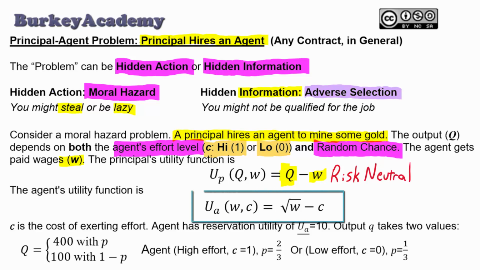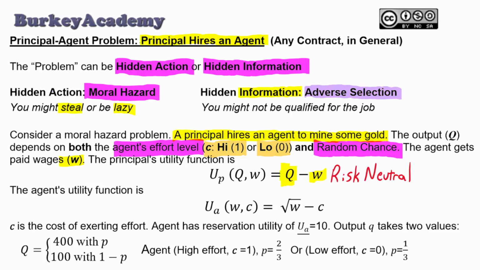However, the agent has a utility function that is the square root of the wages minus C, and C is the effort. So it's going to cost this agent either 1 or 0 to expend effort. If they're lazy, they're not expending any effort at all. And if they are working hard, it's going to cost them 1 off of their utility. So the square root of however much money they have, minus 1 if they work hard, minus 0 if they don't work hard.